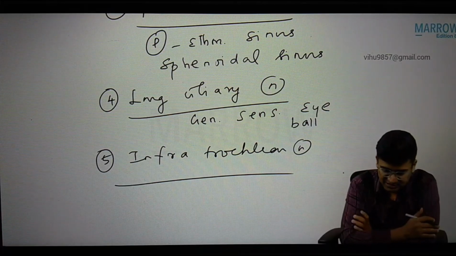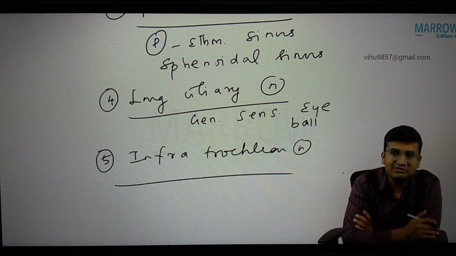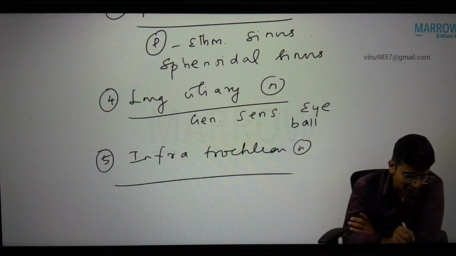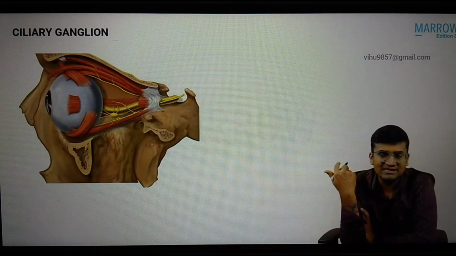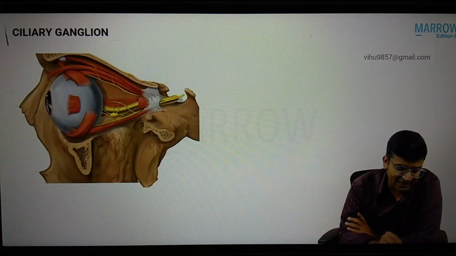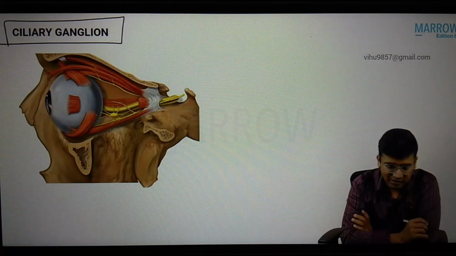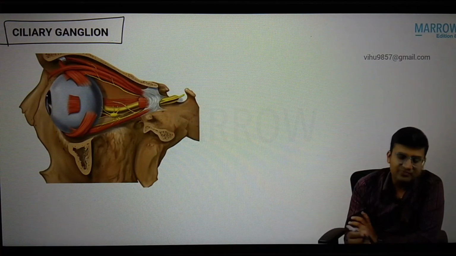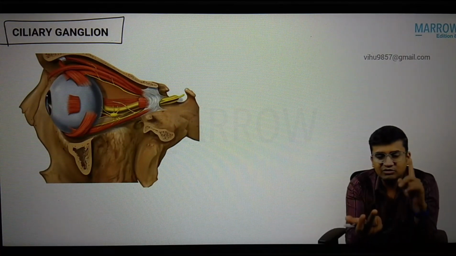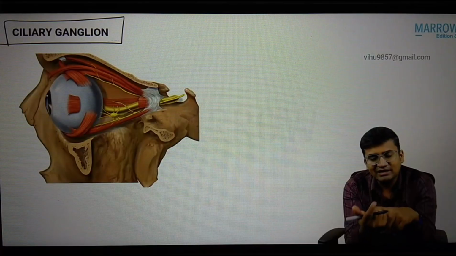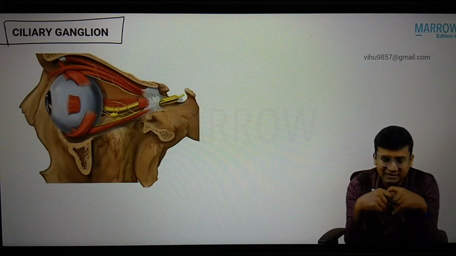Now I told you the nasociliary nerve is giving attachment to the ciliary ganglion. So we're going to discuss one last parasympathetic ganglion, that is our ciliary ganglion. Like other parasympathetic ganglia, you have to know the topographical attachment, functional attachment, muscles supplied, and the parasympathetic pathway for this.